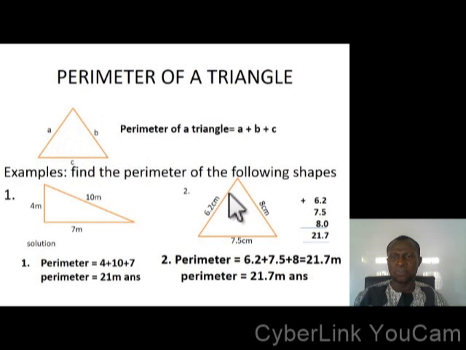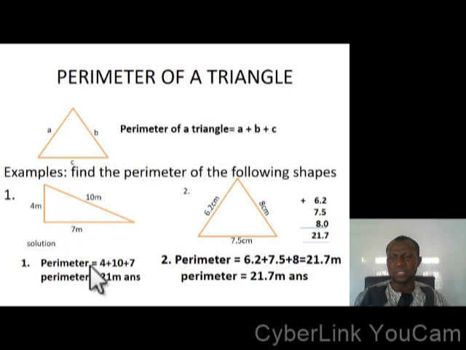So let's have some examples. Find the perimeter of the following shapes. Number 1, we have a triangle with sides 10 meters, 4 meters, 7 meters. Then number 2, the one of 6.2 centimeters, 8 centimeters, and 7.5 centimeters. So let's take the first one. Remember, the distance around the shape signifies the perimeter of this particular shape. You already know the formula A plus B plus C. It doesn't matter where you start. You can start from here, 4 plus 10 plus 7, or you can even start from 7 plus 10 plus 4. So it doesn't matter how you start.